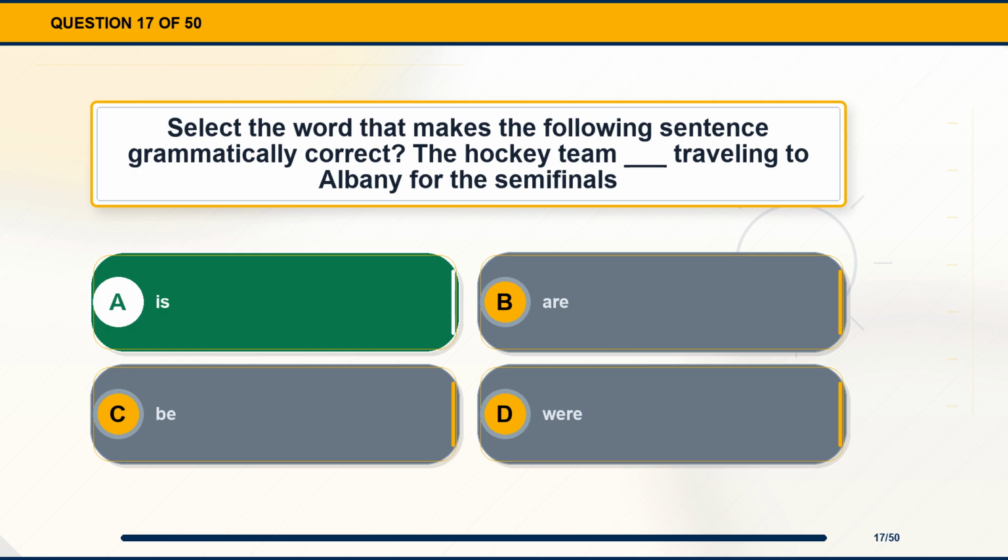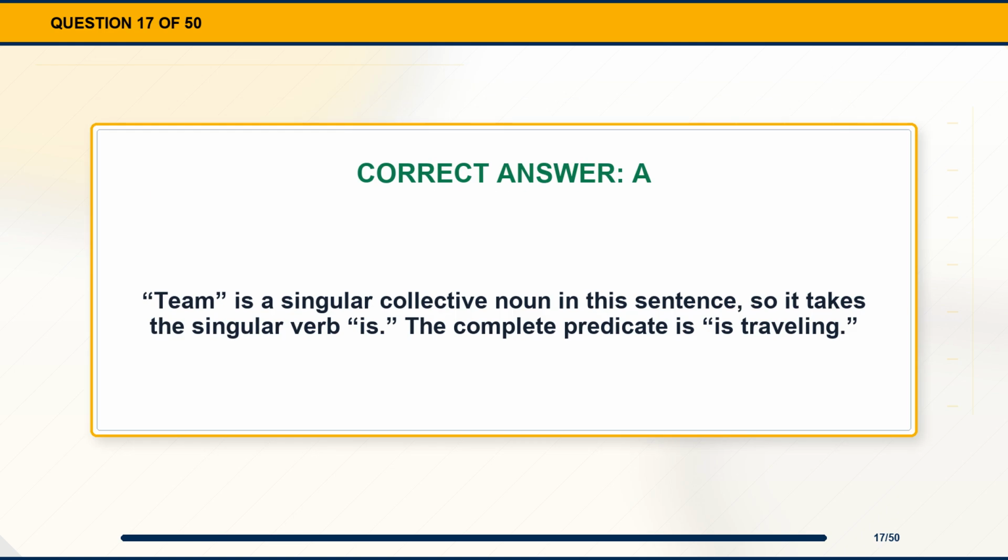The correct answer is option A, is. Explanation. Team is a singular collective noun in this sentence, so it takes the singular verb is. The complete predicate is traveling.